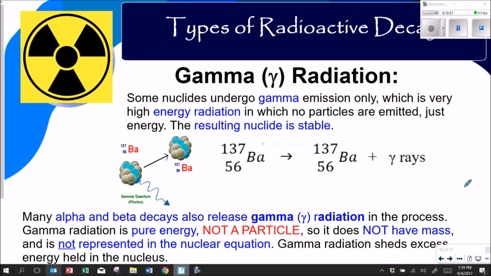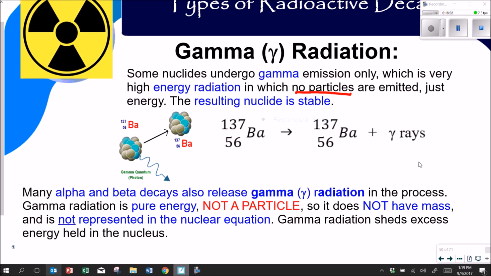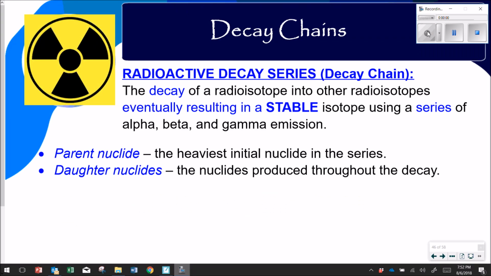Gamma radiation. Some nuclides undergo gamma emission only, which is very high energy radiation in which no particles are emitted, just energy, and the resulting nuclide is stable. Many alpha and beta decays also release gamma radiation in the process, and gamma radiation, as we said, is pure energy, not a particle, so it does not have a mass, and it will not be represented in the nuclear equation. Gamma radiation sheds excess energy from the nucleus.